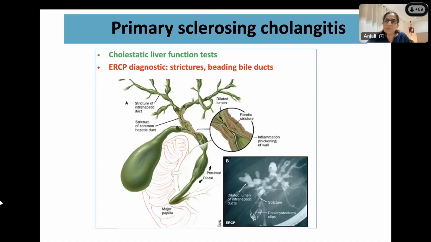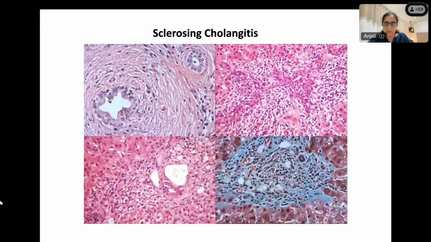So what we see in liver biopsy, again, is various destruction of bile ducts. On the upper left corner, you can see a bile duct surrounded by fibrosis that is called onion skin-like fibrosis. And this onion skin-like fibrosis is sort of characteristic of sclerosing cholangitis, but it is not seen in all liver biopsies. To get nice onion skin-like fibrosis in liver biopsy, the incidence is only almost 20% of cases.